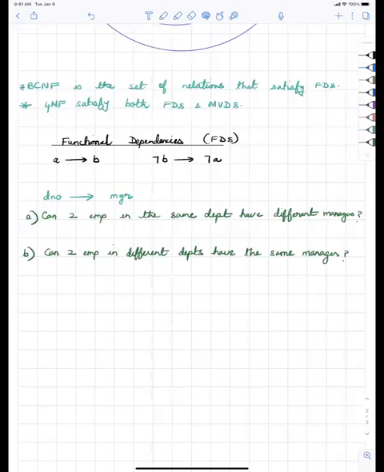So when you have DNO determines the manager, and this is what I spoke about in the last class, if you have a department number 10, then that department 10 can only map to one manager name. So the answer to this is no. Two employees in the same department cannot have different managers. What is the answer to the second one? Can two employees in different departments have the same manager, given this functional dependency?